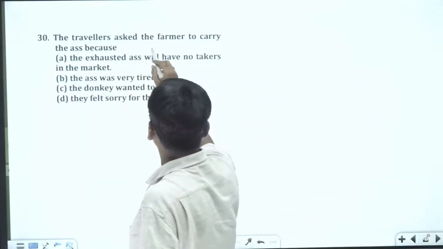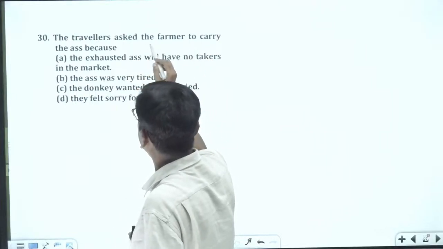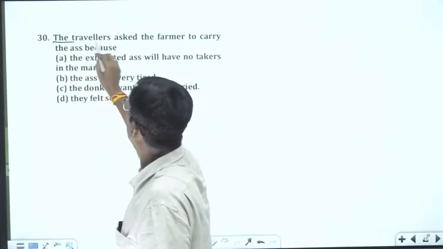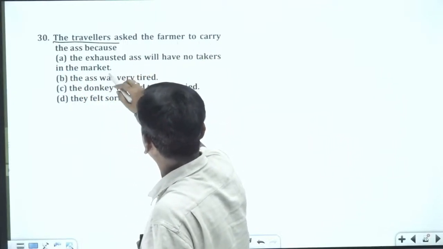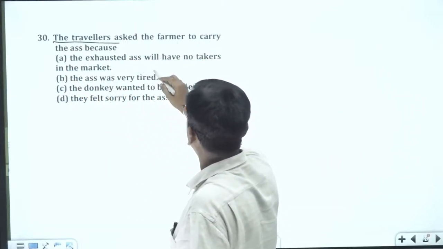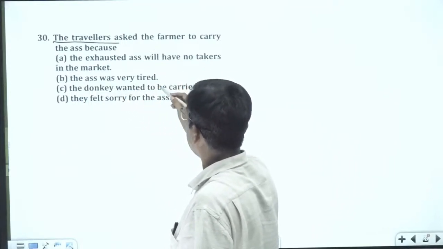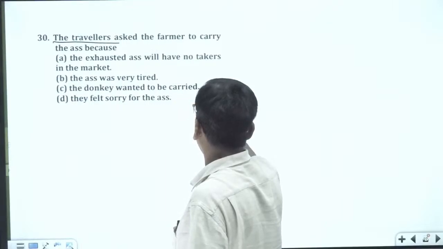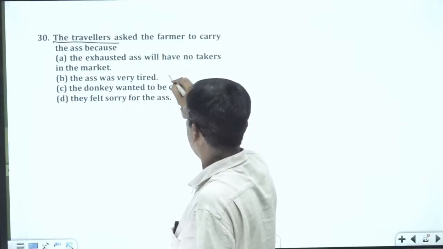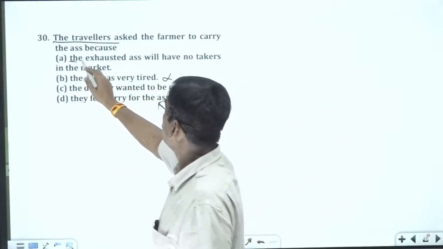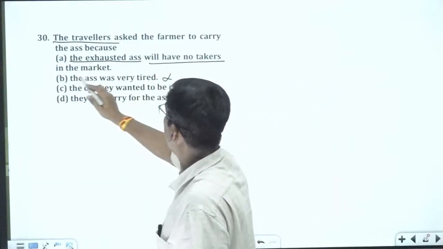The travelers asked the farmer to carry the ass because the exhausted ass will have no takers in the market. The ass was very tired. The donkey wanted to be carried. No, these are very rubbish options. Simple, the exhausted ass will have no takers in the market.